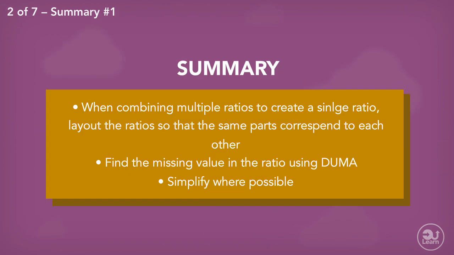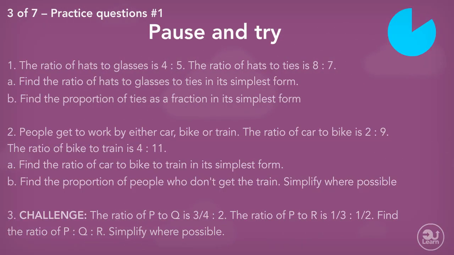To summarize, when finding the ratio of related ratios, lay out your information in a way that is clear. Use the divide up, multiply across technique, or DUMA, to find the missing value in the ratio. Simplify the ratio by either dividing the common factors of the values, or multiply to get rid of the denominator of fractions. Have a go at these questions.